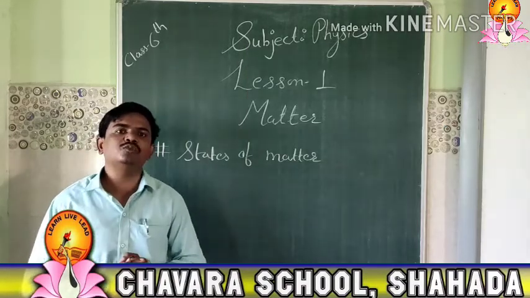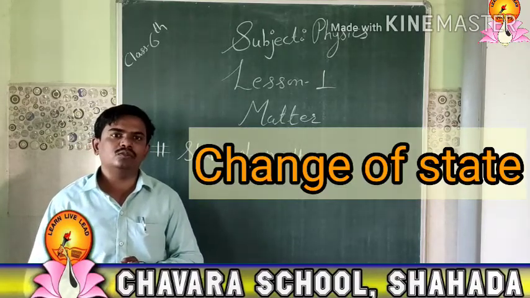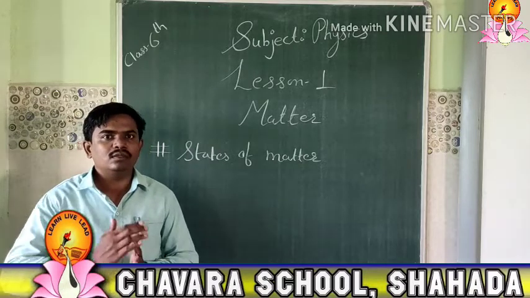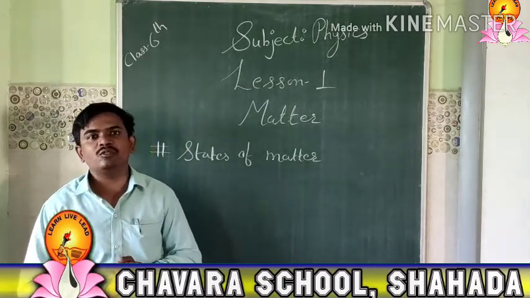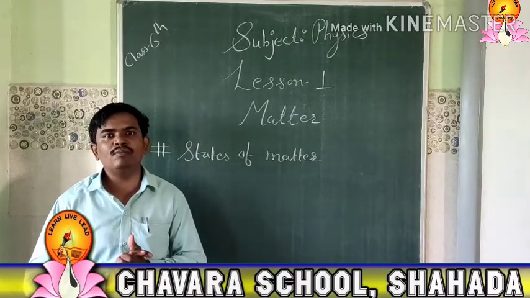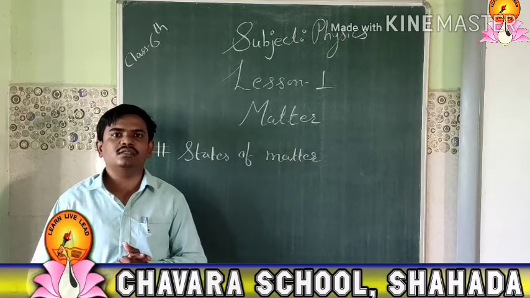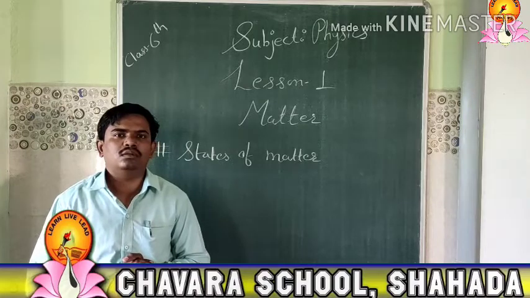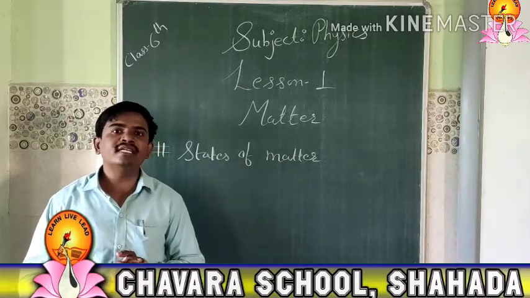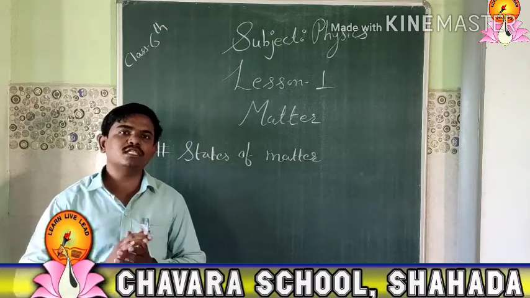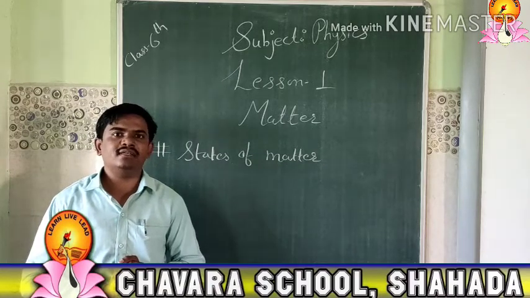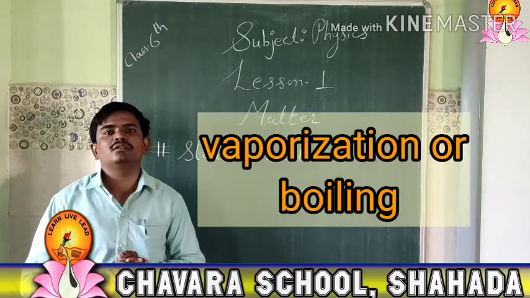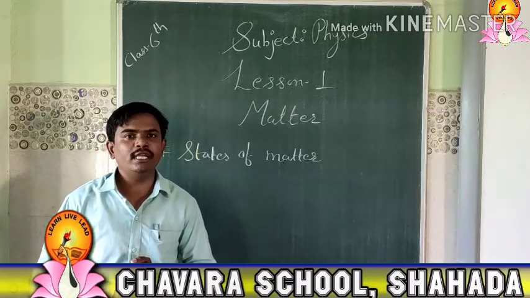So now students, I will teach you change of state. So we can change a solid state to liquid state. The process of change of solid state to liquid state by absorbing the heat at a constant temperature is called melting. Now the change of liquid state to gaseous state. The process of change of liquid state to gaseous state by absorbing the heat at constant temperature is called vaporization or boiling.